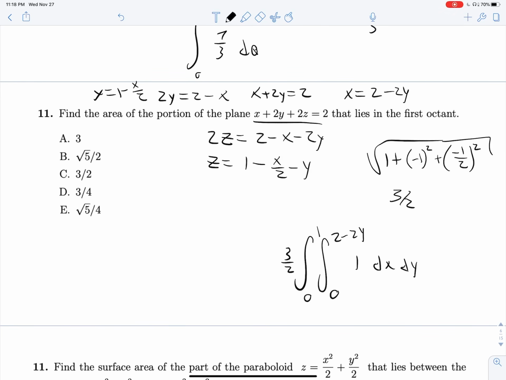That we just have a 1 sitting in here. So since this first step doesn't have any x's in it, we're just going to multiply 2 minus 2y into here. And for our final integration, 2y minus y squared on 0 to 1 is just 2 minus 1, or 3 over 2.